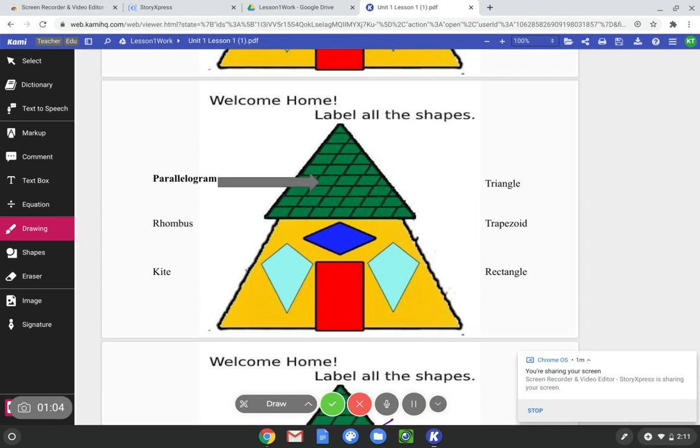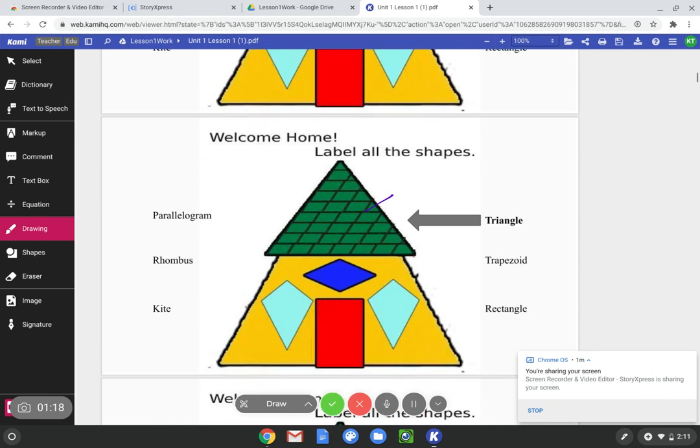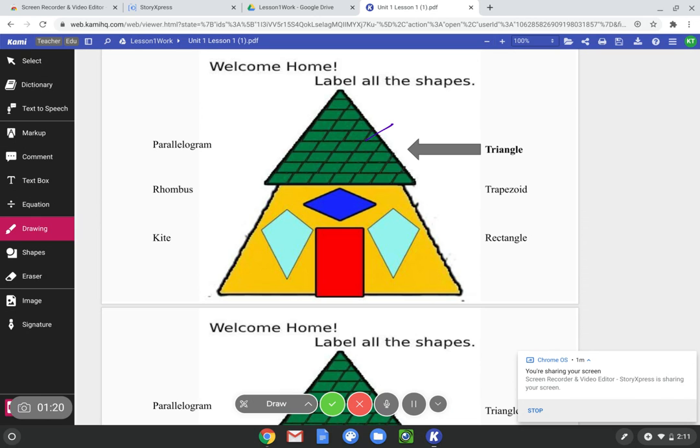So the roof tiles are parallelograms. We can tell that they're parallelograms because the opposite lengths, or the opposite sides, are congruent in length and they're parallel. The roof as a whole is a triangle. And we know that it's a triangle because it has three sides, but also it could be an equilateral triangle because all three sides are congruent in length.